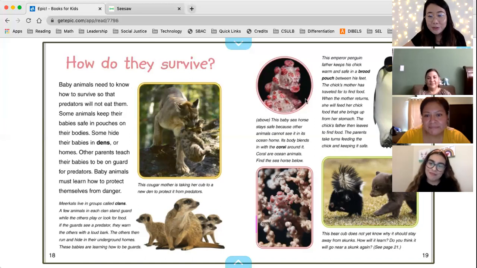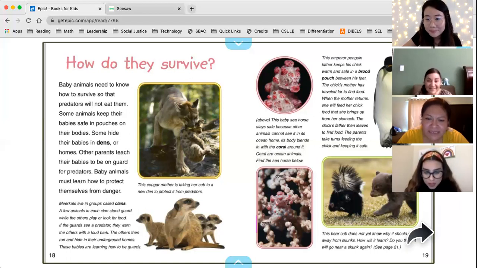This baby seahorse, oh, look at that little baby seahorse, stays safe because other animals cannot see it in its ocean home. Its body blends in with the coral around it. Ooh, I know that word we can use to substitute. Teachers, are you thinking of the word I'm thinking of? What word do you think I'm thinking of? Camouflage. Nice. Yes, its body blends in with or camouflages in with the coral around it. Coral are ocean animals. Find the seahorse below. Ooh, have fun finding that seahorse.